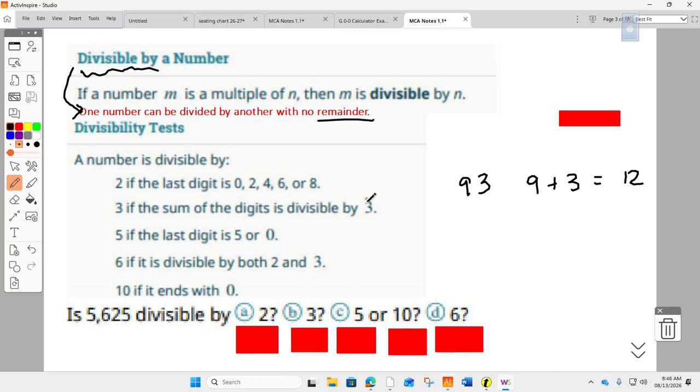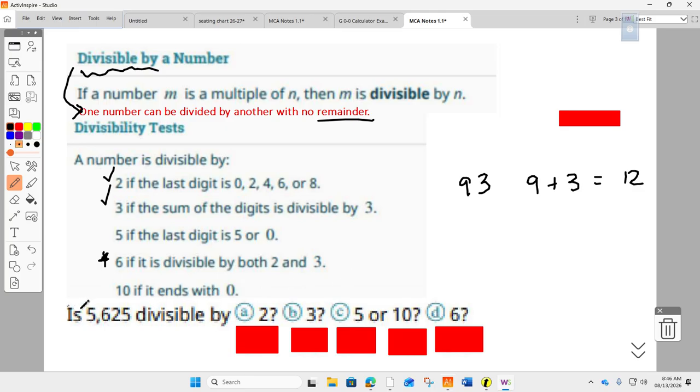Okay? 5 and 10 are pretty basic. I think most of us know those. For 5, if the number ends in a 5 or a 0, it's divisible by 5. If it ends in a 0, it is divisible by 10. Okay? It's a little bit more complicated. If the number is divisible by both 2 and 3, then we know it's divisible by 6. If it's only divisible by 2, or only divisible by 3, it would not be divisible by 6. Okay? Any questions? All right.